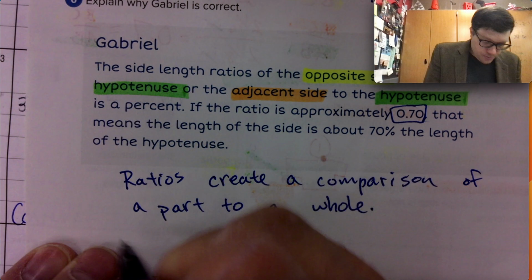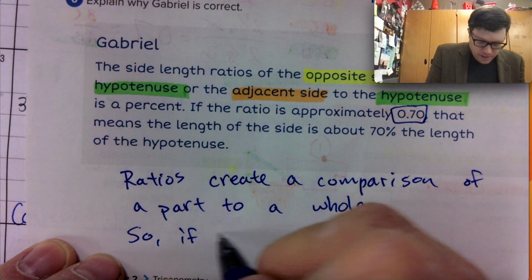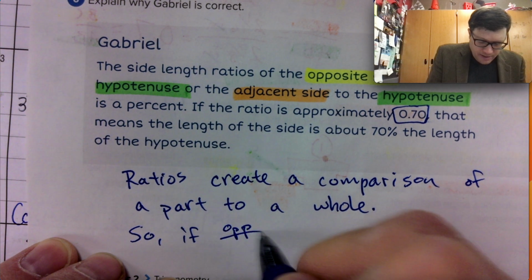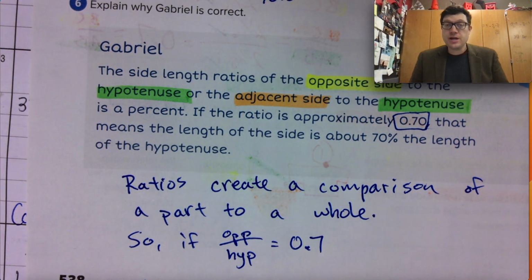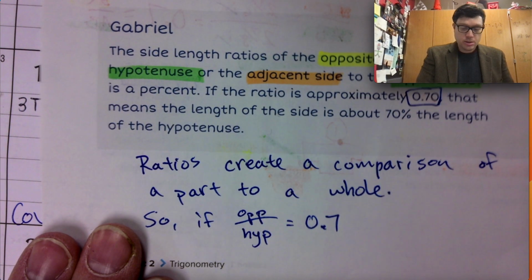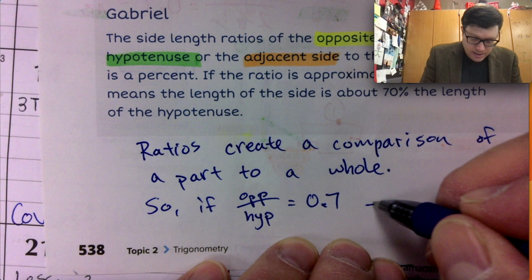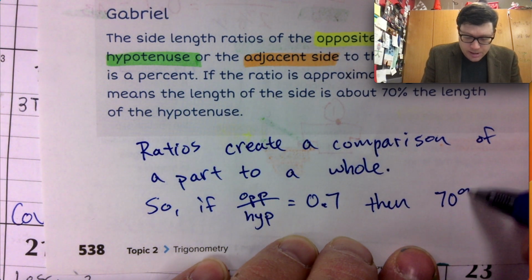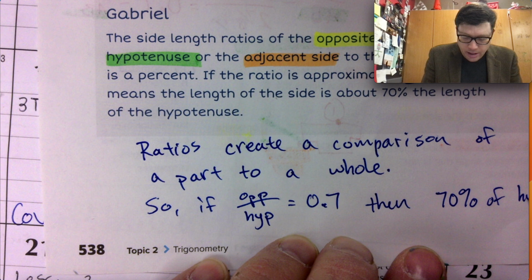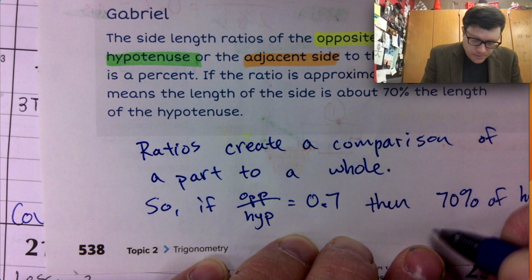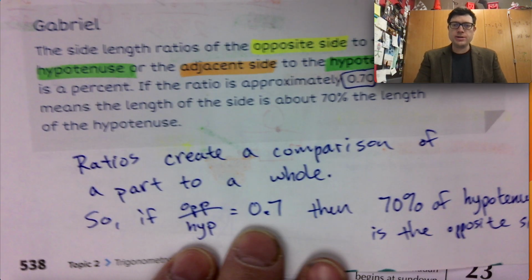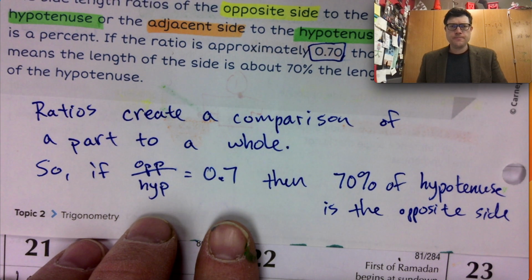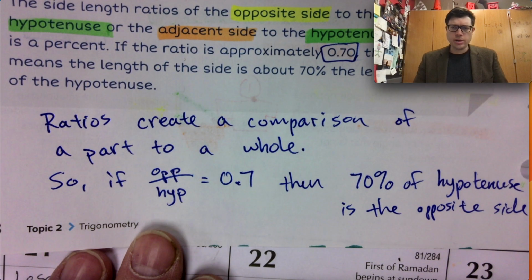So, if opposite side divided by hypotenuse is 0.7, then that means 70% of the hypotenuse is the opposite side. And likewise for the adjacent. Nice job, Gabriel. Good observation.